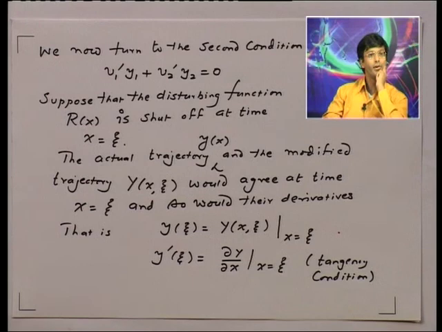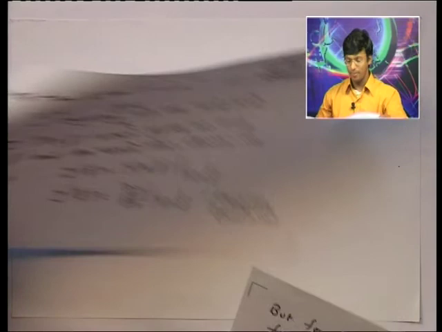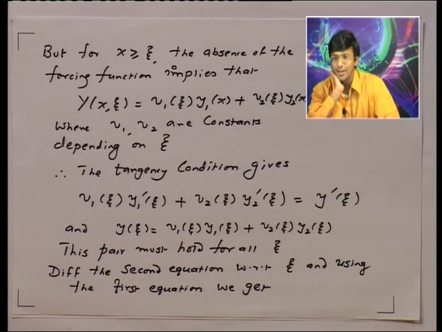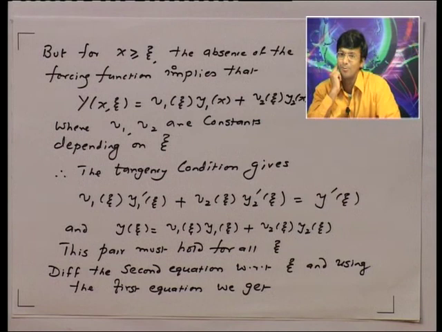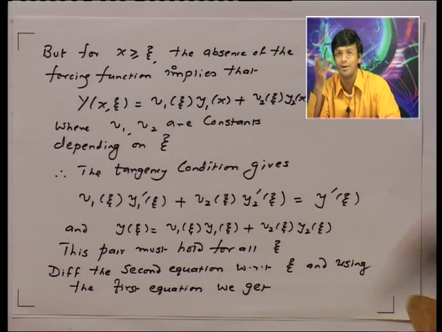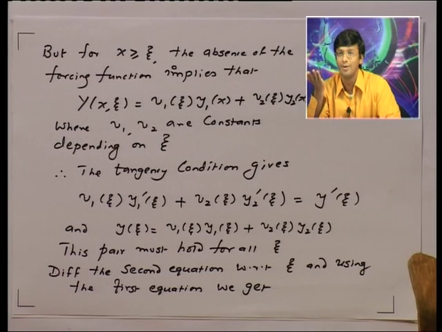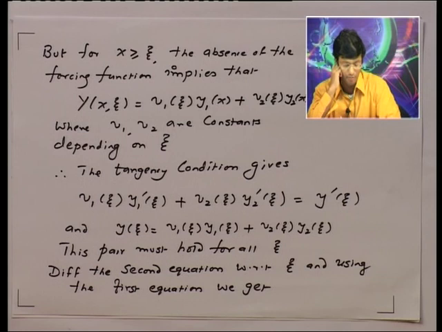So now let us look at what these two conditions give you. For x bigger than or equal to psi, the absence of the forcing function implies that the trajectory moves according to the free oscillation, right? Y double prime plus P of x y prime plus Q of x y equal to 0, because at x greater than or equal to psi, the disturbing function is gone, it is no longer present. I told you to imagine a mechanism where the disturbing function is removed and we are trying to understand what is happening to the deviation. So what will be the solution capital Y of x, psi? It will be a linear combination of y1 and y2.